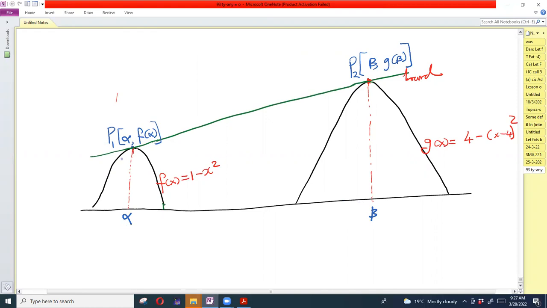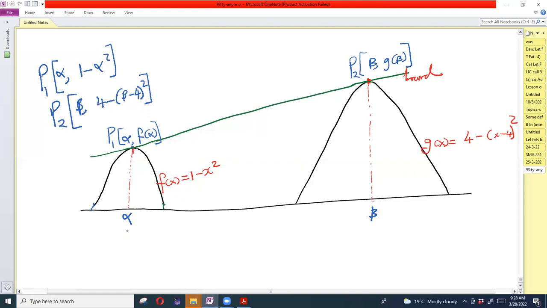Now, any point on the curve of this small arc is defined by f of x, 1 minus x squared. So P1, the coordinate, is alpha, comma, f of alpha, which is 1 minus alpha squared, because the x value is alpha. And then P2 will have beta, comma, 4 minus beta minus 4 squared, the value that defines g of any x on this bigger arc.